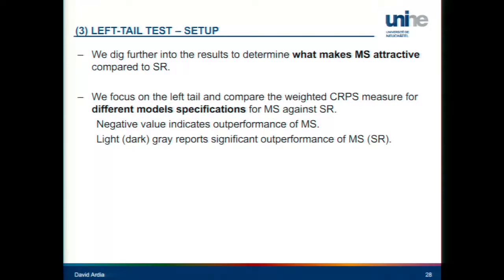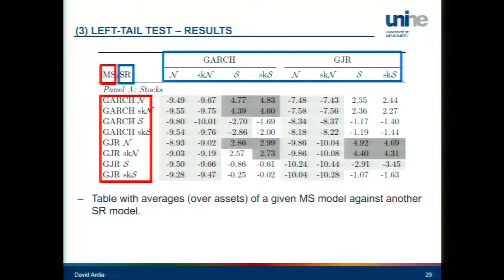Now, when we dig a bit further into the results and try to observe one model against another model, i.e., to see what makes Markov switching attractive compared to single regime, we obtain the following table. On the left-hand side, you have the model specification estimated by the Markov switching approach. And on top, you have the same models, but estimated with a single regime mechanism. So the basic model, if you want, right? And the table reports, again, the Diebold-Mariano test statistic of the differential. A negative value favors the Markov switching specification, whereas a positive value favors the single regime specification. Light gray, outperformance for Markov switching. Dark gray, outperformance for single regime, right?